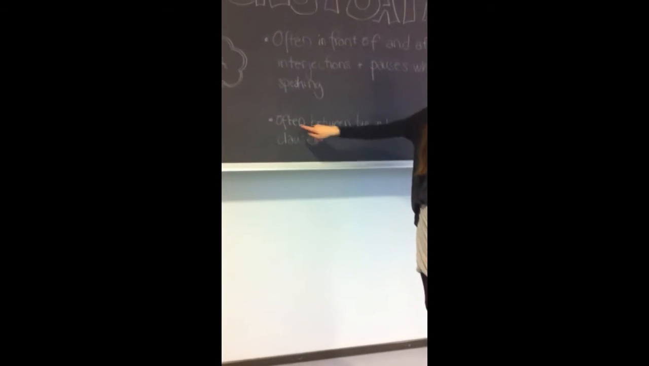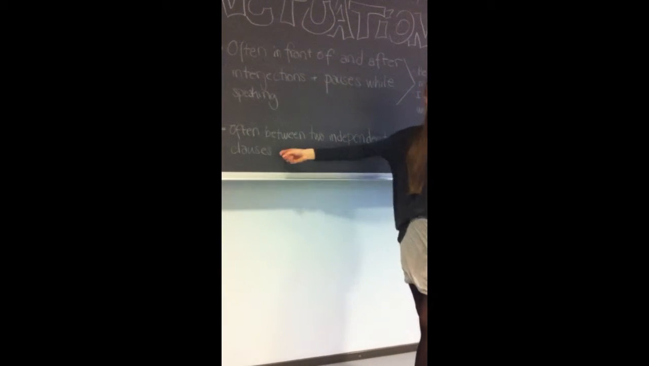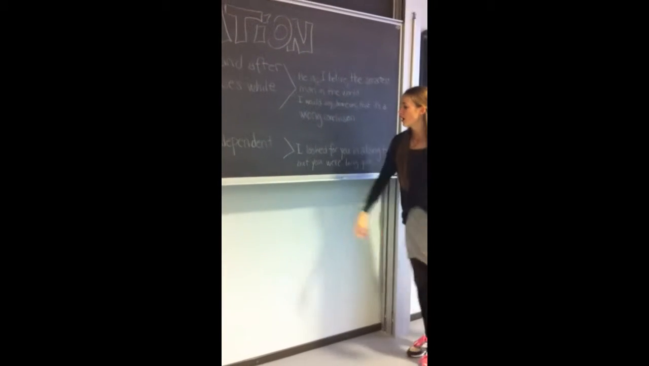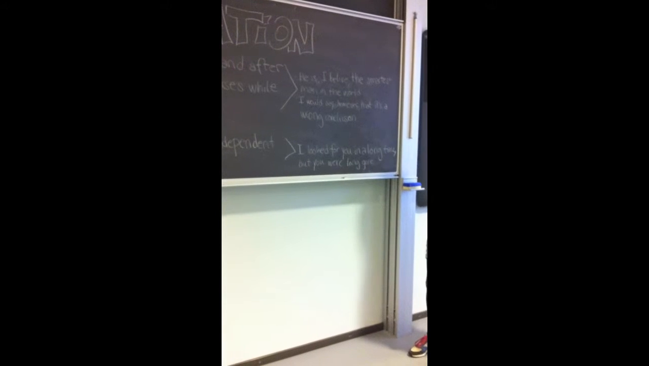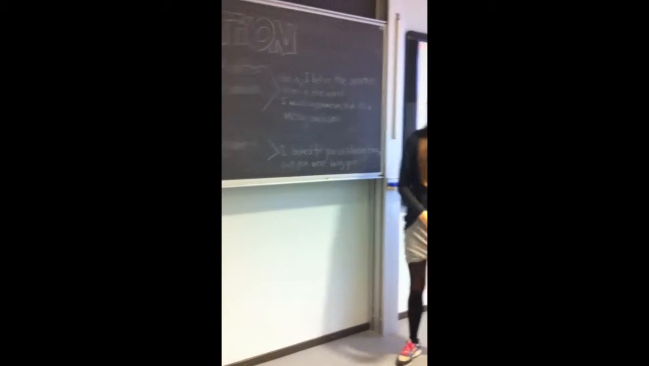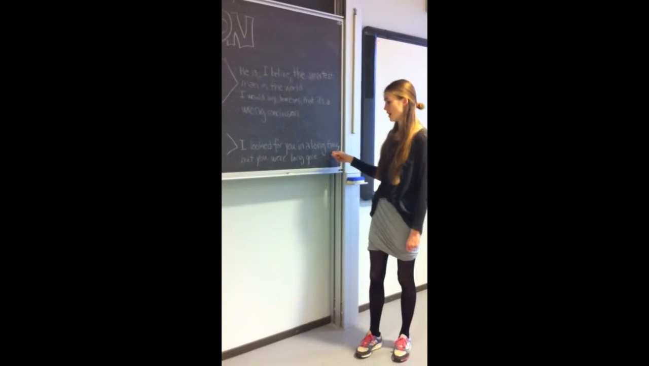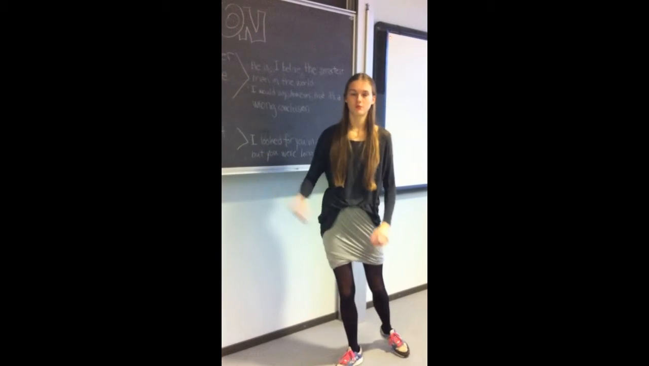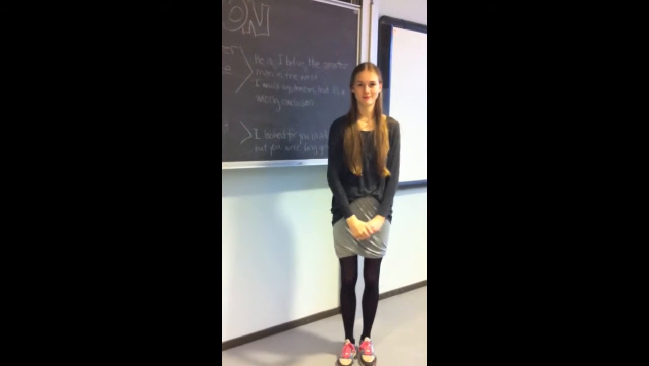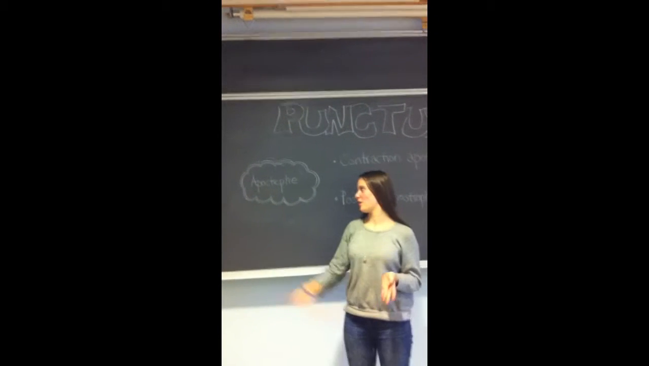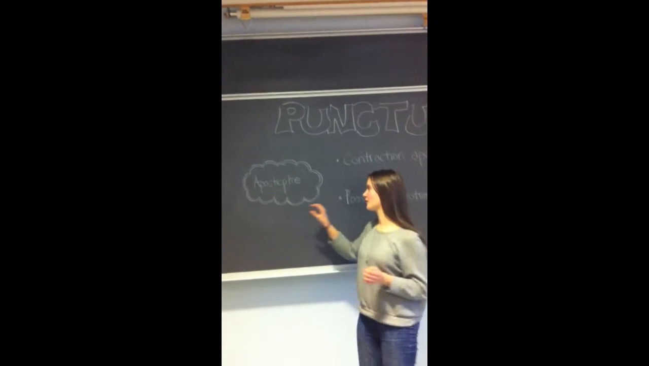And rule number 4 is a comma, often between two independent clauses. The example, I looked for you in a long time, but you were long gone. And the comma is after a long time and in front of but. It separates two clauses. Now we are going to talk about apostrophes.